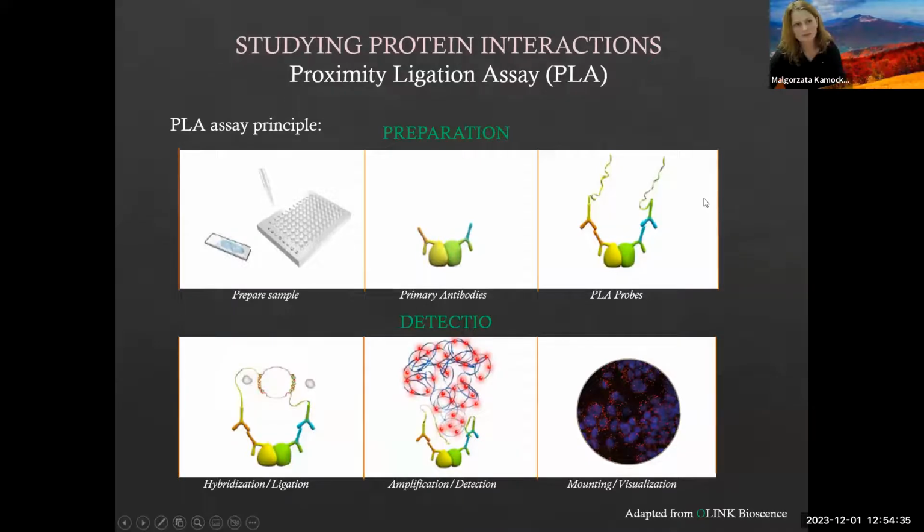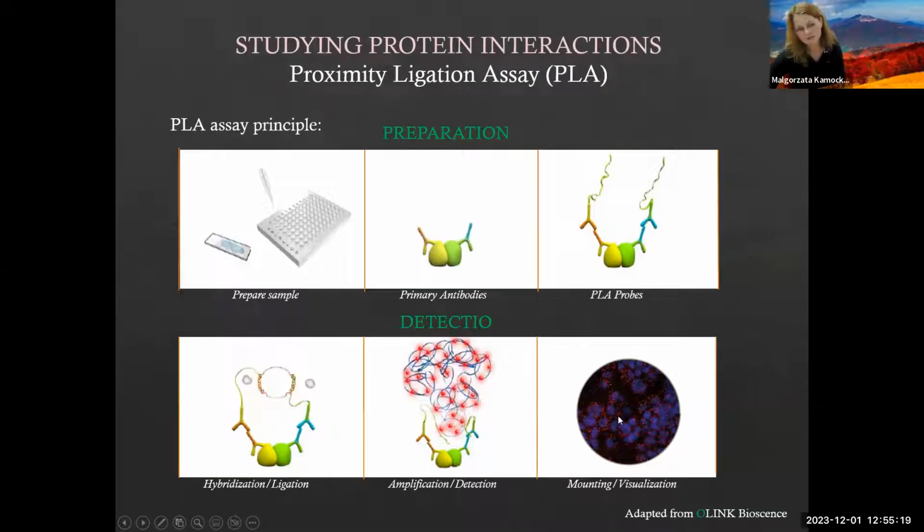oligonucleotide tags, and after this step, you add another oligonucleotide and you do hybridization. This hybridization allows you to switch to a ligation step. So only if there is close proximity between two proteins, this ligation step happens, and you can amplify this oligonucleotide circle and then tag it with oligonucleotides which are labeled with fluorophores to see the positive PLA signal.